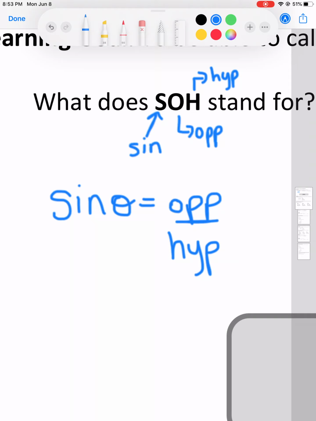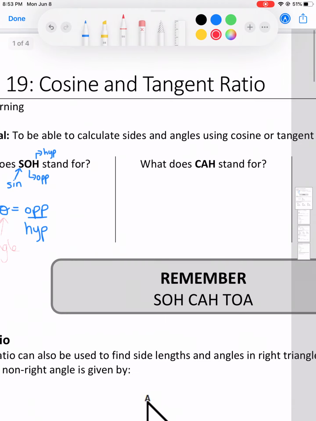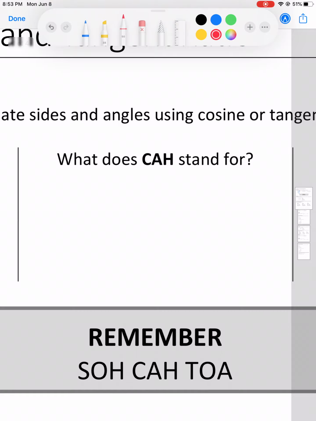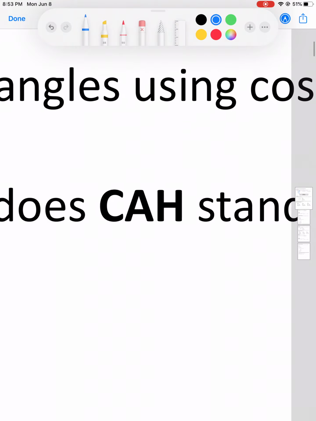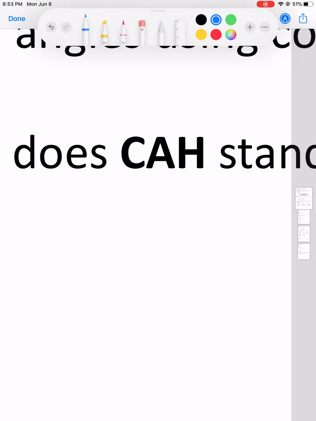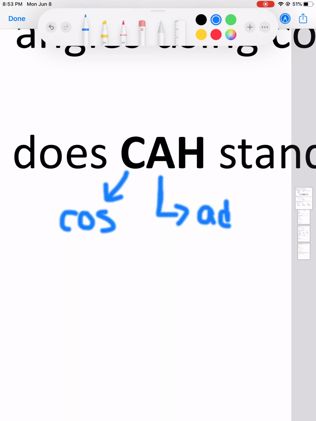Remember that this is the angle. Whatever the angle is, we would put it there, the angle in question. We've done sine and did examples on that one, so now we're going to go to CAH. What is CAH? Well, the C is cos, the A is adjacent, and the H is the hypotenuse.